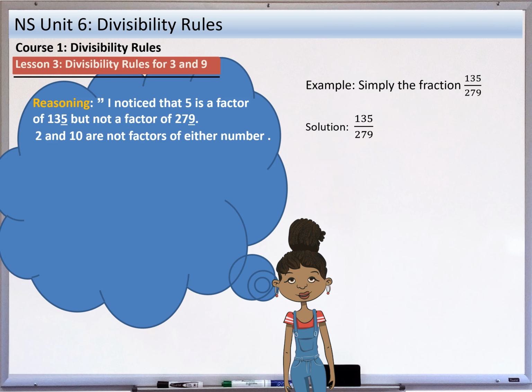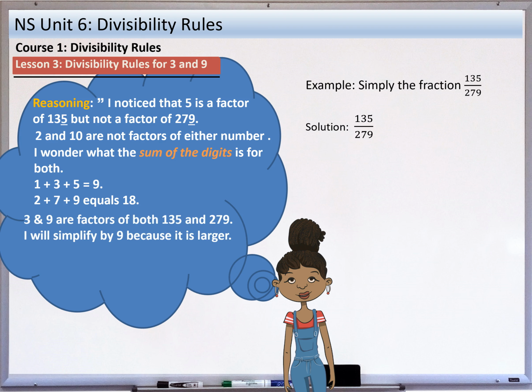So all you're left with is a bunch of guessing, or you can say, let me try the sum of the digits. Well, 1 plus 3 plus 5 is 9. 2 plus 7 plus 9 is 18. Well, 3 and 9 are factors of 9 and 18, so they're obviously factors of 135 and 279. But it'd be a little bit easier if you used the larger number. At least it'll be faster. So we're going to use 9 as our common factor.